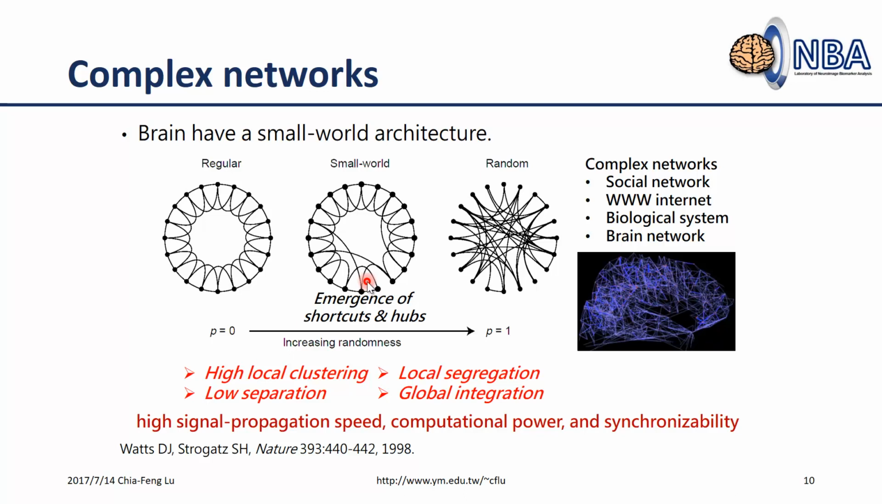So now you can see our brain is not only very efficient and low cost, but also fulfills the so-called small world architecture. This property has already been observed within several different networks, not only the brain network, but even social networks, internet networks, or even biological systems. Okay, we can observe these kinds of things.